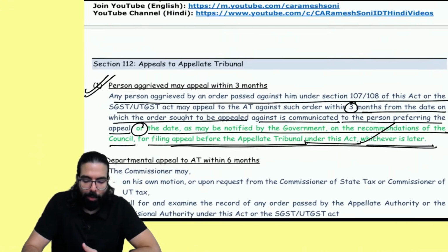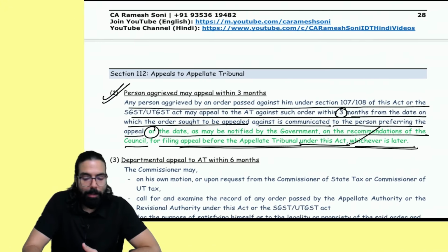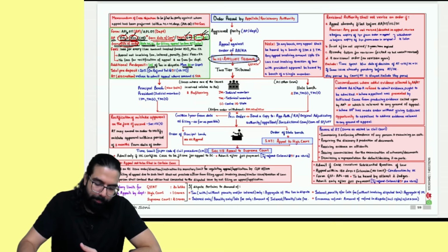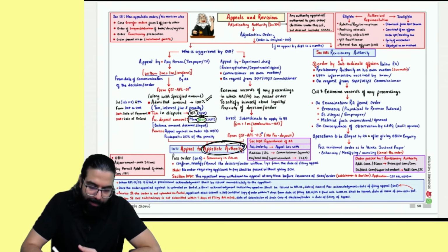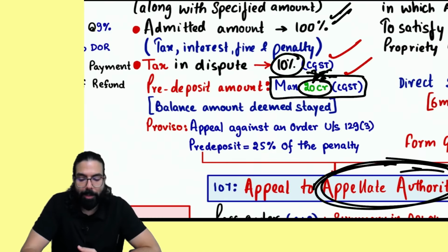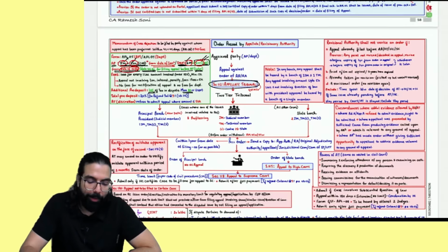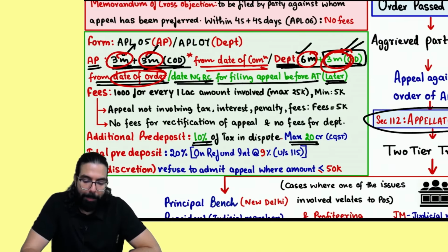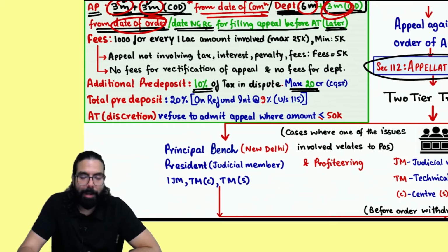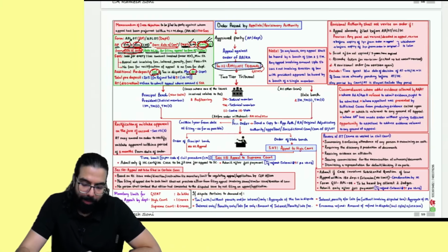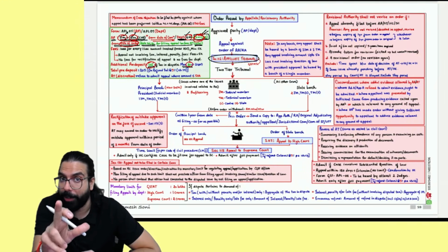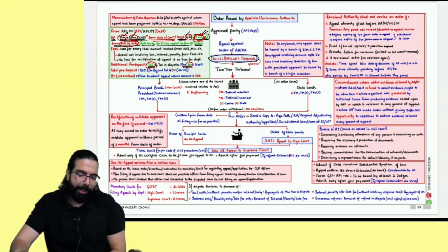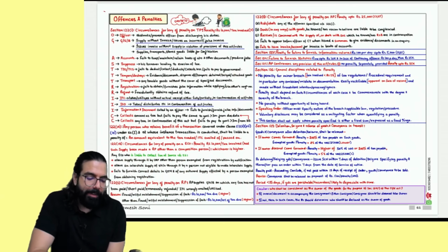Appeals and revision, you have to remember the first thing, sir. Here any changes? Yes. Pre-deposit 10%, maximum 20 crore. Not 25, baba, 20. Here the department is given additional 3 months and pre-deposit instead of 20 it is 10 and maximum is 20 crore. Done, sir. This point is clear. IGST Act 40. Okay. Appeals and revision chapter done.